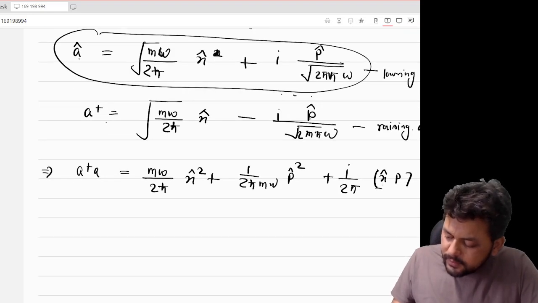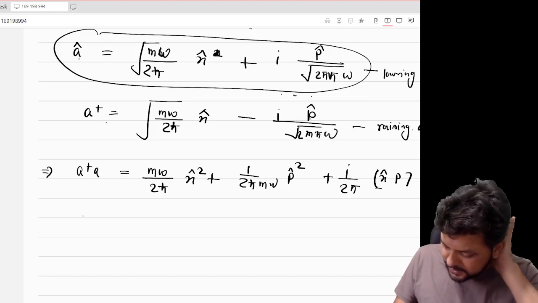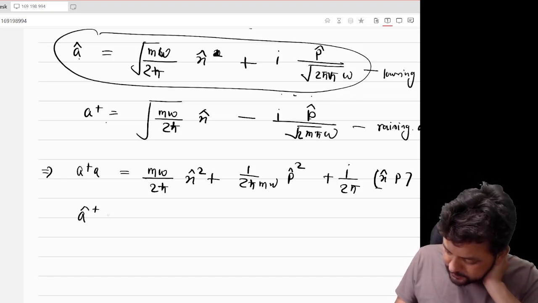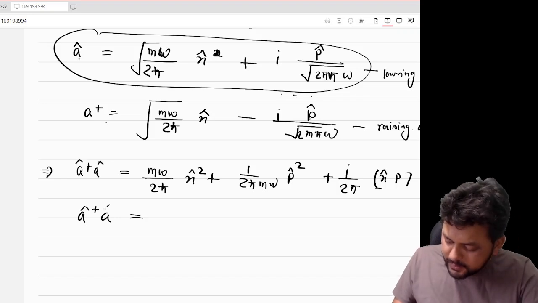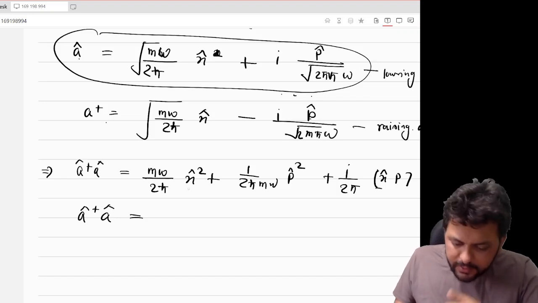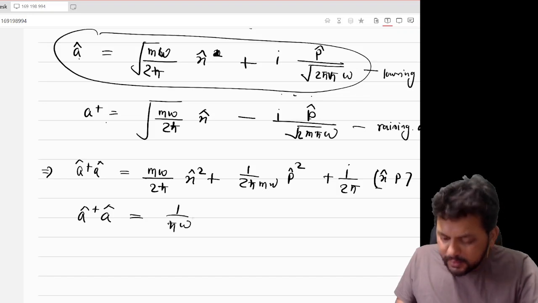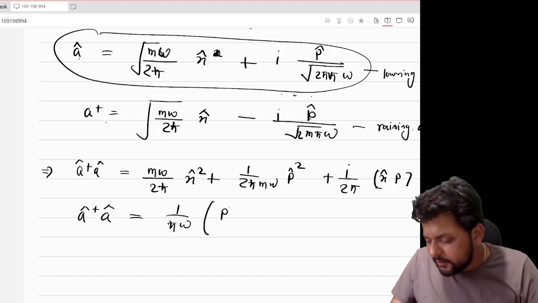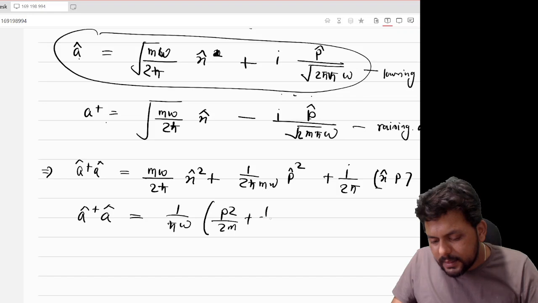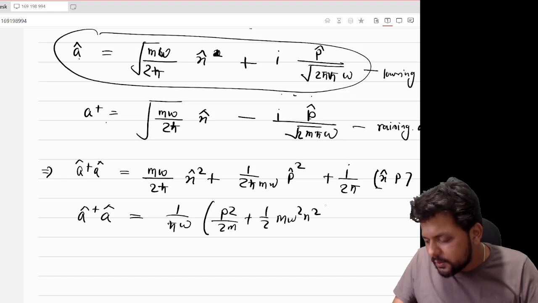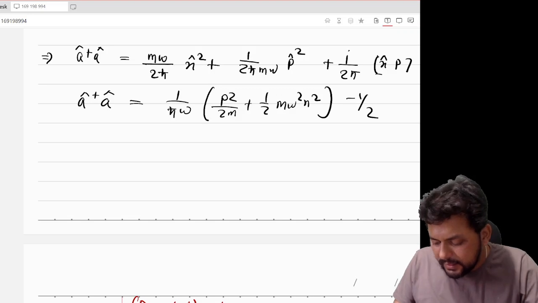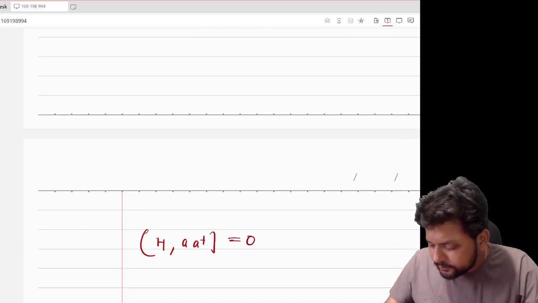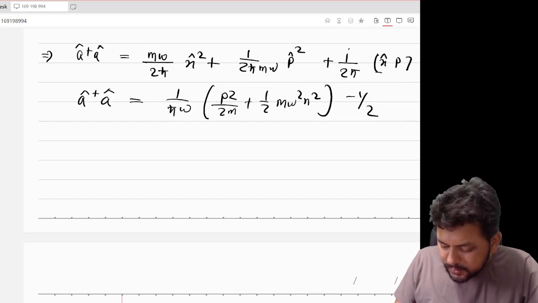So when you solve it, its value is i h cut, so i h cut and h cut cancel out, it is minus half. So A dagger A is equal to, just put the operator sign here also, it's up to you. We have to take 1 upon h cut omega outside. So what you are left with is p square by 2m plus half m omega square x square minus 1 by 2. So from here you get the value of A dagger A without an issue.